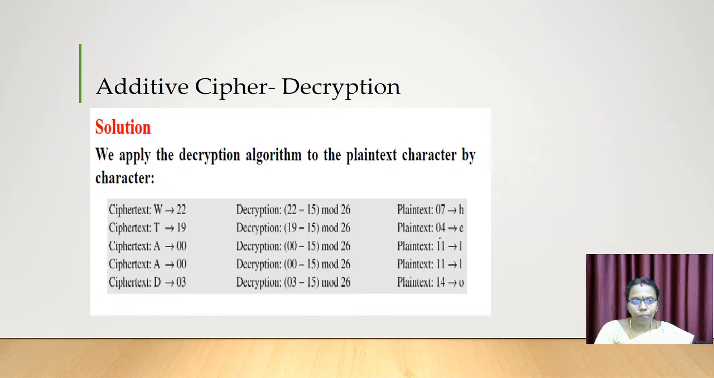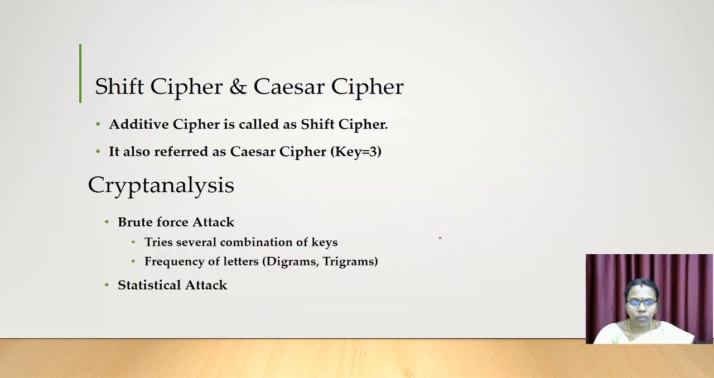Decryption is also done by a similar process. While doing the decryption, we subtract the key. The additive cipher is also called the shift cipher or Caesar cipher, in which the plain text symbols are shifted by the value of the key. In the case of the Caesar cipher, the key is always 3, so it is referred to as a Caesar cipher. In cryptanalysis of additive ciphers, brute force attacks and statistical attacks are performed.